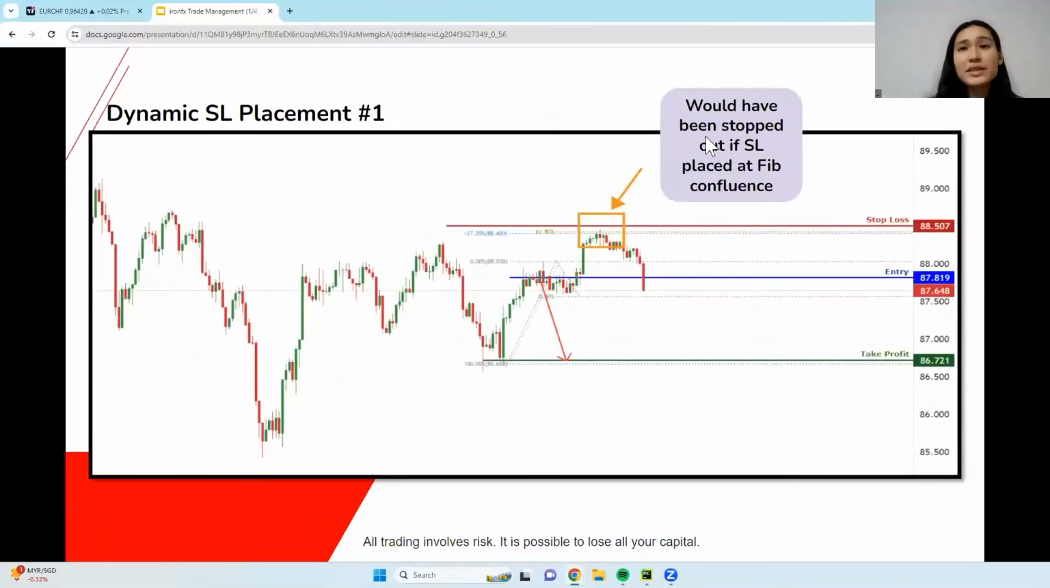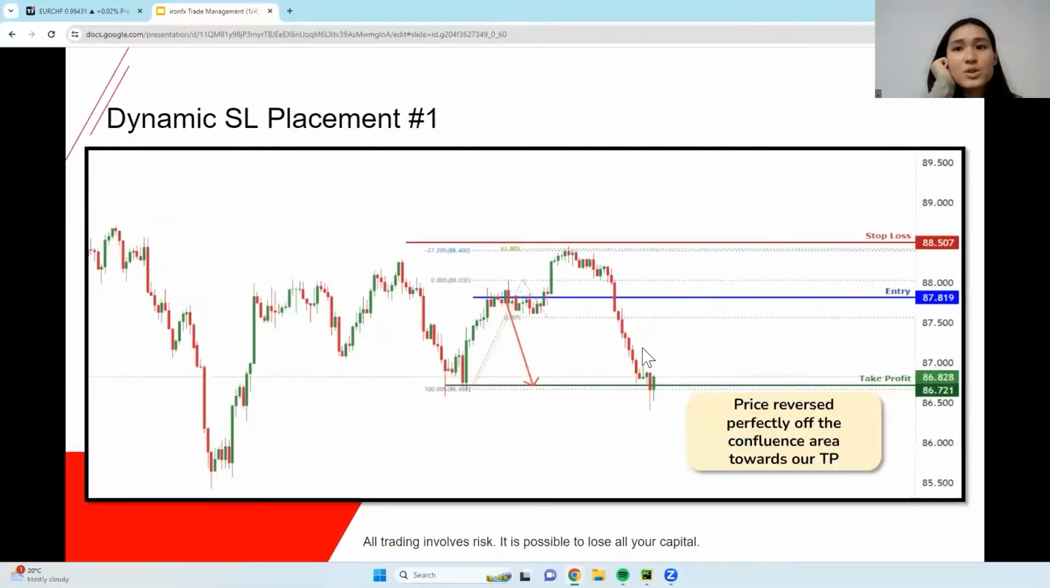You can see if we had placed our stop loss exactly at this Fibonacci confluence area, we would have been stopped out. You can see it touched the Fibonacci confluence area perfectly before reversing off of it back down to our entry. So if we had placed it here, we would have gotten stopped out. Once again, the reason is because price is often attracted to such strong areas of support or resistance before reversing off of these areas. Price reversed perfectly off our confluence area and headed back down towards our take profit.